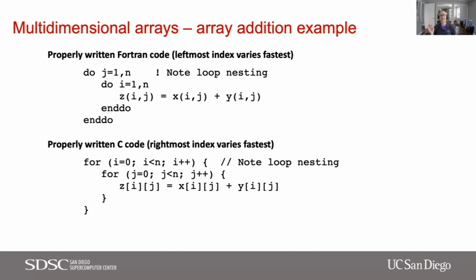If this were C code, I would need to flip those loops around. So my outermost loop is going to be over i, the for i. The inner loop is going to be for j, and now I have my z[i][j] equals x[i][j] plus y[i][j].